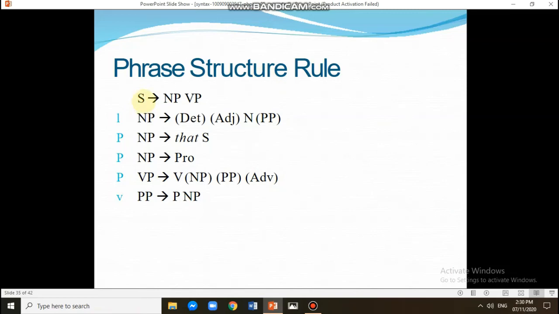A sentence only composes of a noun phrase and a verb phrase. Mao jud na siya, wala nay lain. Dili siya pwede sentence unya noun phrase, duha ka noun phrase, noun phrase and noun phrase, wrong. Dili siya pwede inana. So noun phrase, verb phrase only.